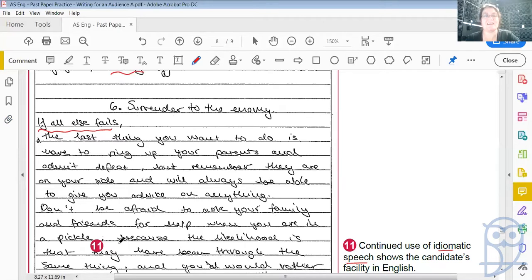Idiomatic language. How do we know it's idiomatic? Because yes, a foreign speaker might not use that phrase. When you're in a pickle, that's a bit of a strange concept, but we know as idiomatic speakers, we know what is meant there when we're in trouble.